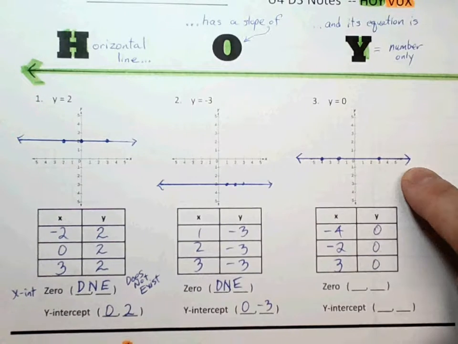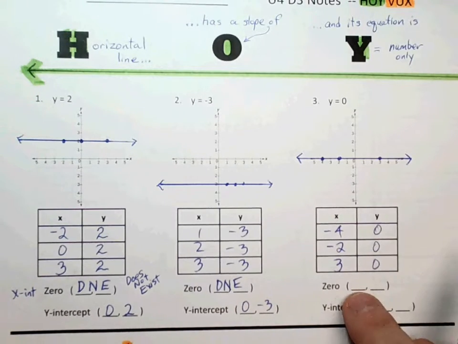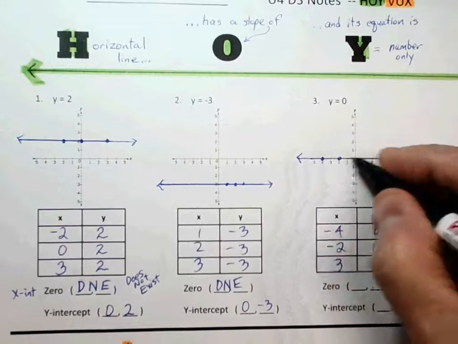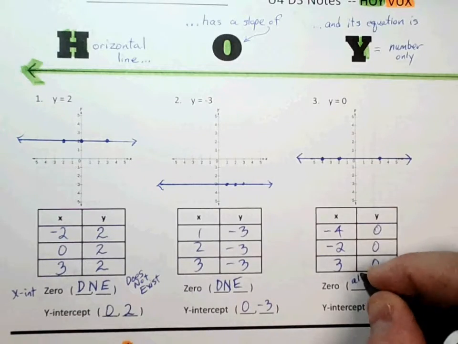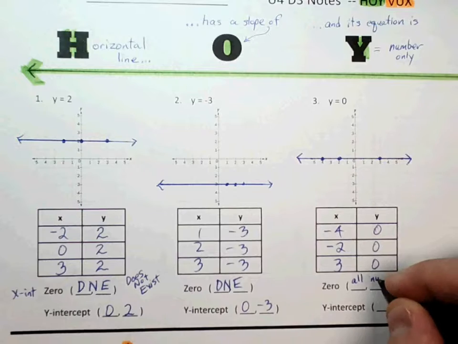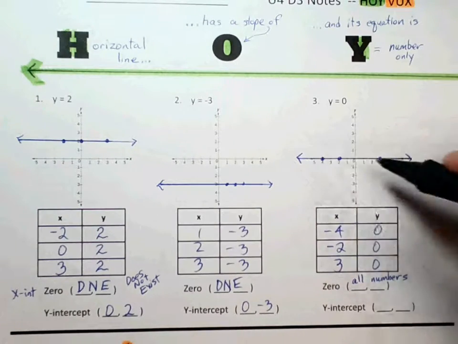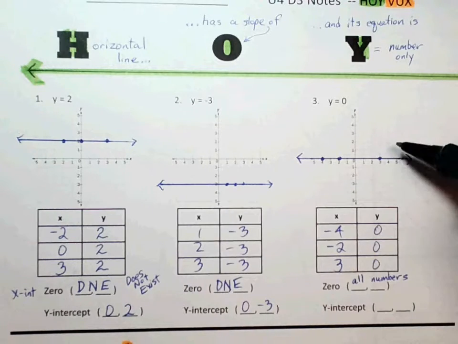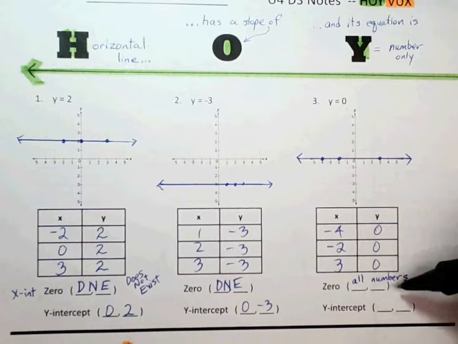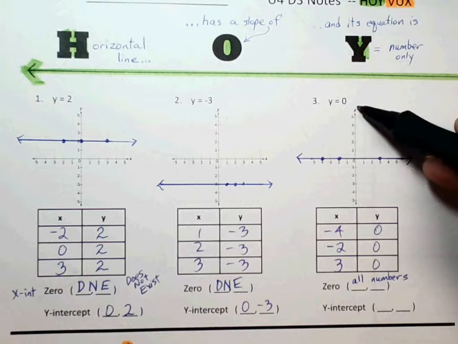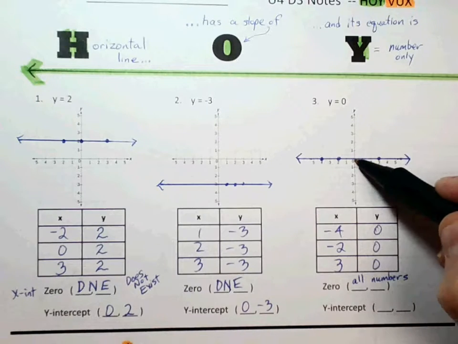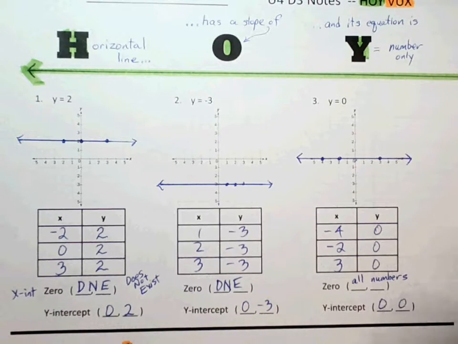It is the x-axis. So how many zeros do I have? Well, I've got all of them. So I'm going to say all numbers. This one is kind of fuzzy because a 0 is usually a specific number. So don't worry about answering this one right here. We're just going to put all numbers and move on. What is my y-intercept? Well, it crosses the y-axis only at one point, and that's 0, 0. So that's HOY. All right?